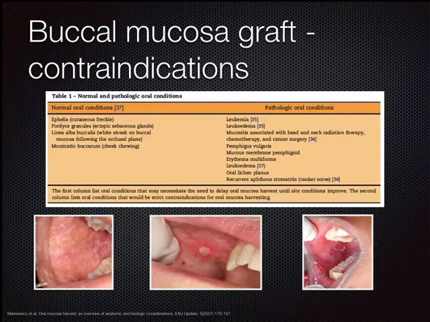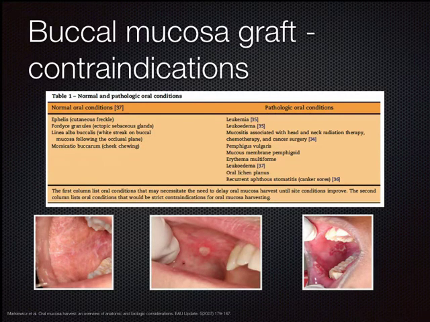So as a urologist now operating in the mouth, we need to remember to examine our patients in the mouth, to look at their buccal mucosa before proceeding with these procedures, as there are known relative and absolute contraindications to harvesting these grafts. Some of the conditions are seen here.